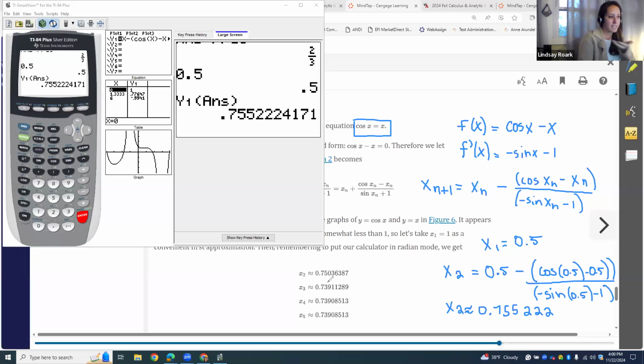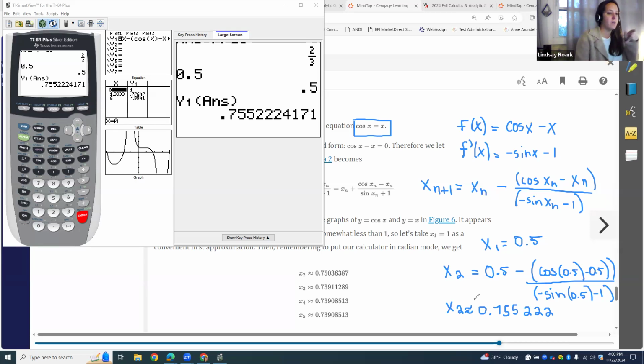So you'll see the textbook started out at 1, and their second iteration was 0.75036387. So we're both pretty close, no matter which iterate we started out with. Our second iteration is pretty close. Okay, and then we just do it again.